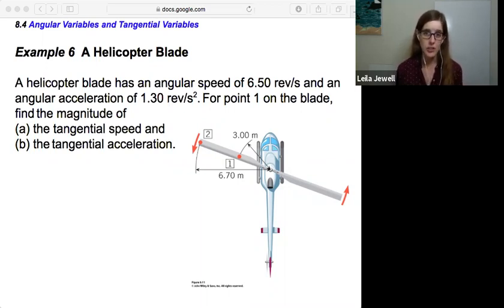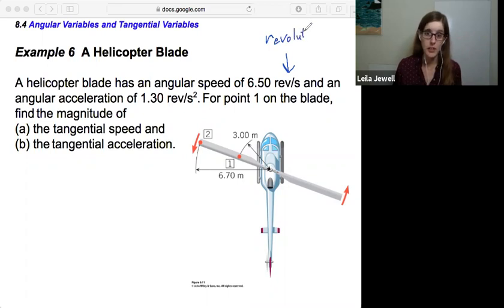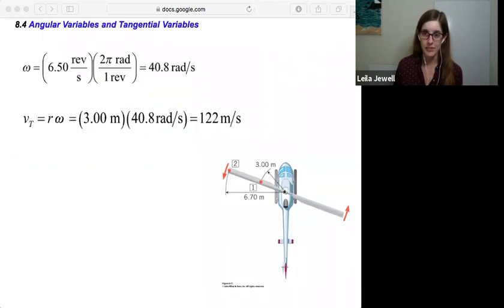We have to check our units though. Are our units SI units at this point? Not quite, right? We have these revs, which is just short for revolutions. That's just one complete turn. So the revolution, we've seen how to convert that before, using 1 revolution is 2 pi radians. So we'll do that, and then we can plug and chug away. So let's take a look at that.